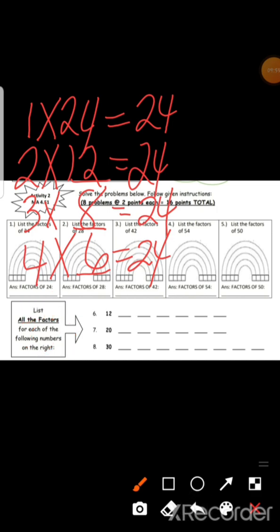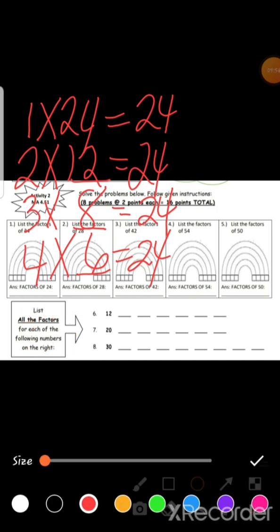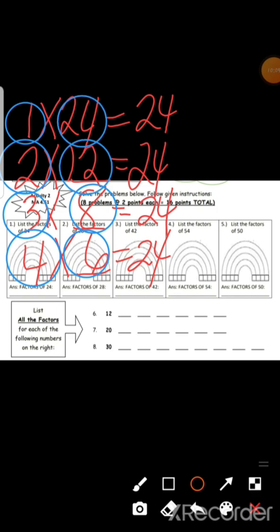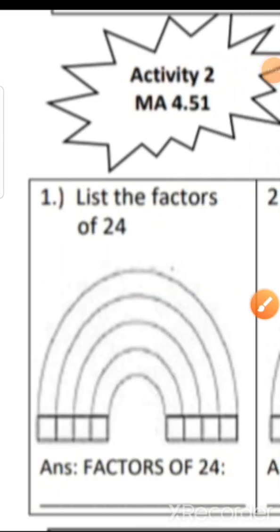So that means that in this case, the factors of 24 are 1, 2, 3, 4, 6, 8, 12, 24, because these are the numbers that when you multiply them together, you will get 24.